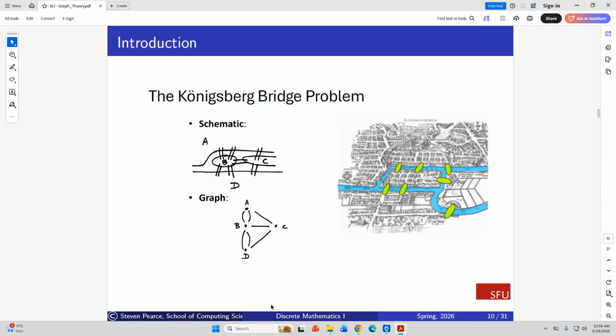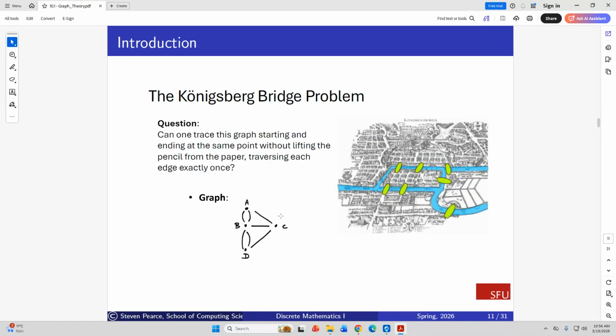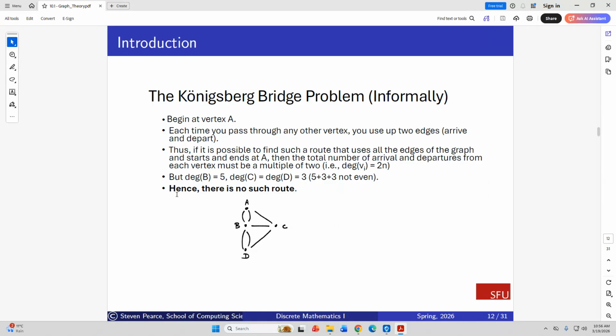Back to this. We talked about this here. We begin at vertex A. Informally, that's how we do this. There's a formal way too, called an Eulerian path, and that's exactly the same as what we're doing here, but in formal terms. Each time you pass through any other vertex, you use up two edges, starting at A, and you want to end up back at A. So each node you go to uses up an edge.